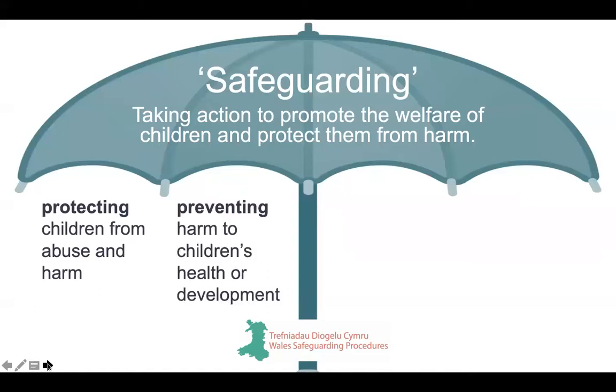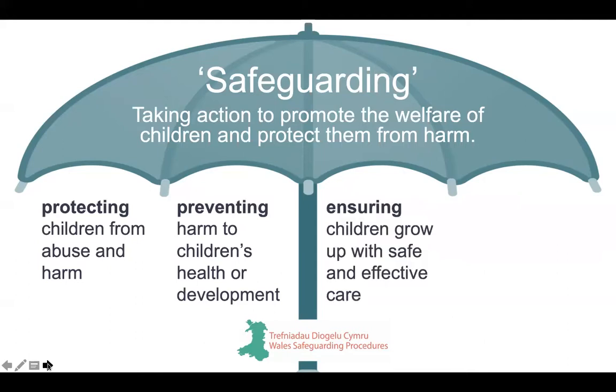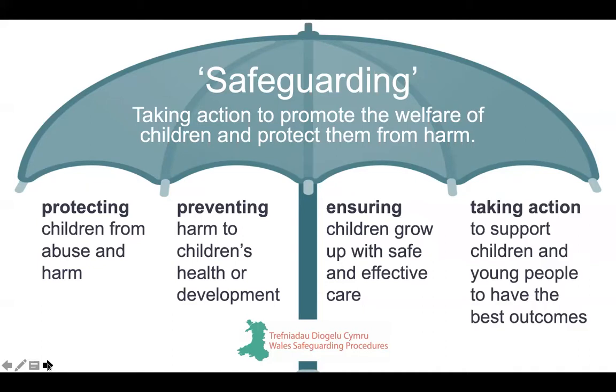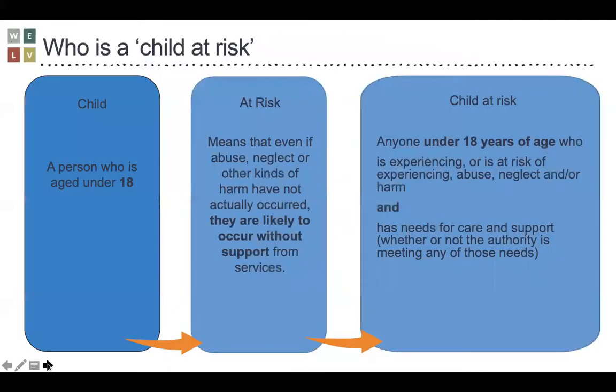So there is an element within safeguarding of protection, an element of prevention, that we're ensuring by both preventing and protecting that children grow up with safe and effective care, and that where required, the action we take is done so in order to support children and people to have the best outcomes. Section 1 of the procedures, as you will shortly see, does explore the role of prevention. However, the thrust of these new procedures will primarily be focused on the protection element of safeguarding.